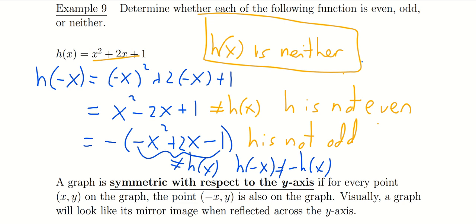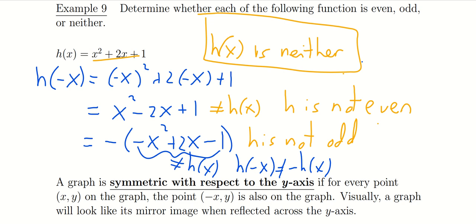Knowing that a graph is even and that it has y-axis symmetry really allows us to cut down on the work later on when it comes to graphing these things. Let's suppose I know the graph of this function for x greater than 0, and I know that it looks like this. If we also know that the graph is even, then I can find the other half of the graph by simply reflecting it across the y-axis.